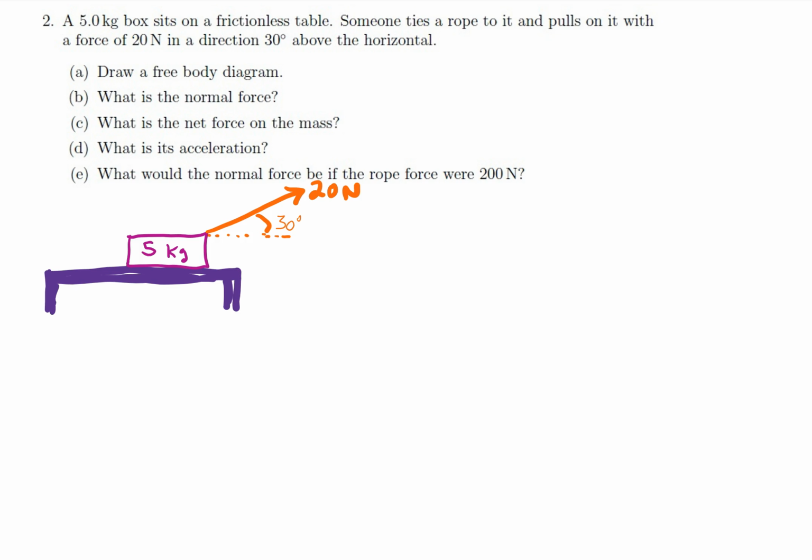Okay, so here we have a 5 kilogram box sitting on a frictionless table, and someone has tied a rope to it and pulls on it with a force of 20 newtons in a direction 30 degrees above the horizontal. So we're told that we should start by drawing a free body diagram, so let's do that.